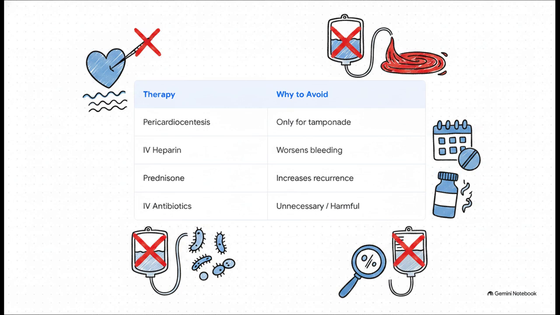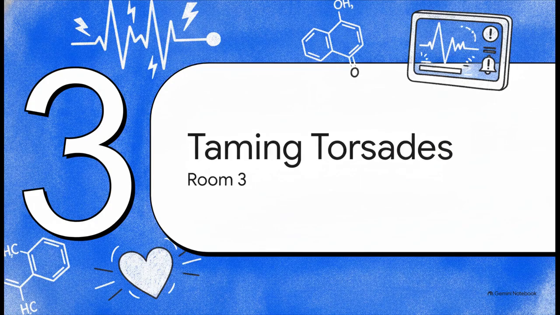You only reserve steroids for when NSAIDs and colchicine completely fail or are contraindicated. And finally, broad-spectrum IV antibiotics, totally useless and potentially harmful for a viral or idiopathic presentation. Next up, room 3, taming torsades de pointes.